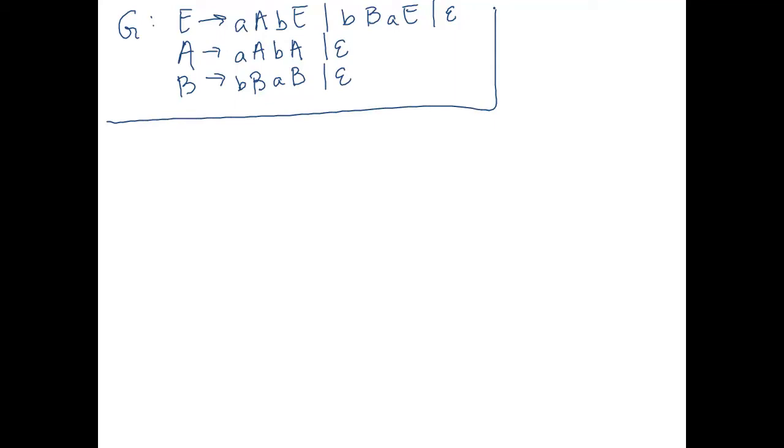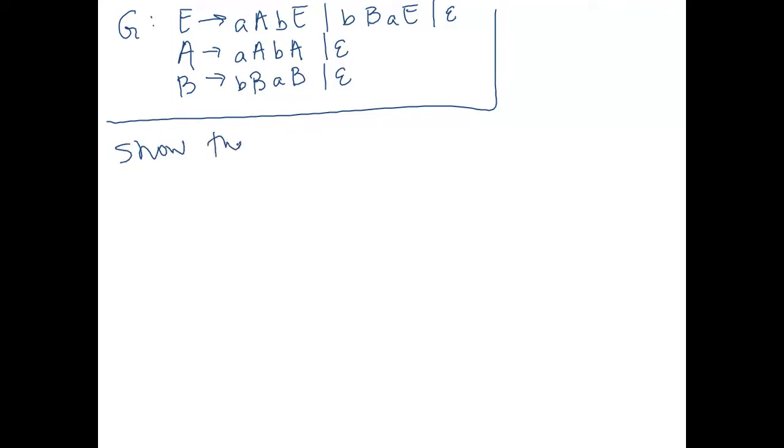Okay, so we want to prove that G is unambiguous. So we need to prove that any string derived from G has only one leftmost derivation. We know that strings are strings of terminals, and strings are derived from variables, right? So this is what we want to do.